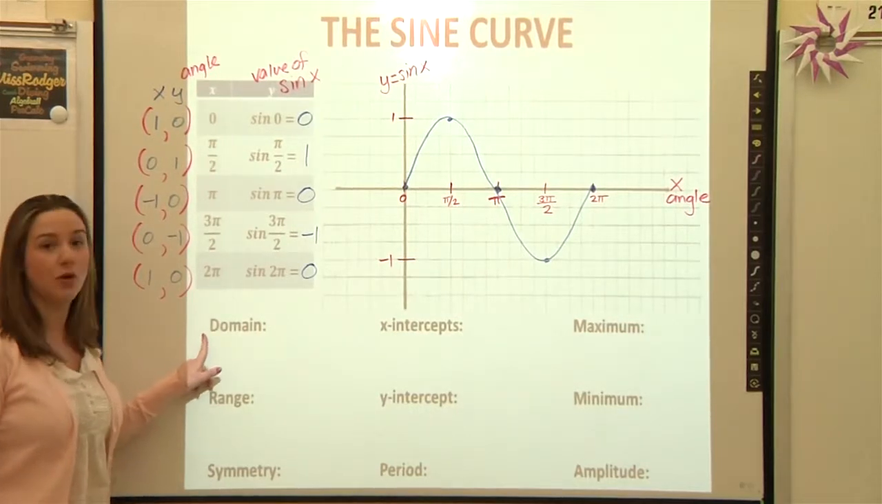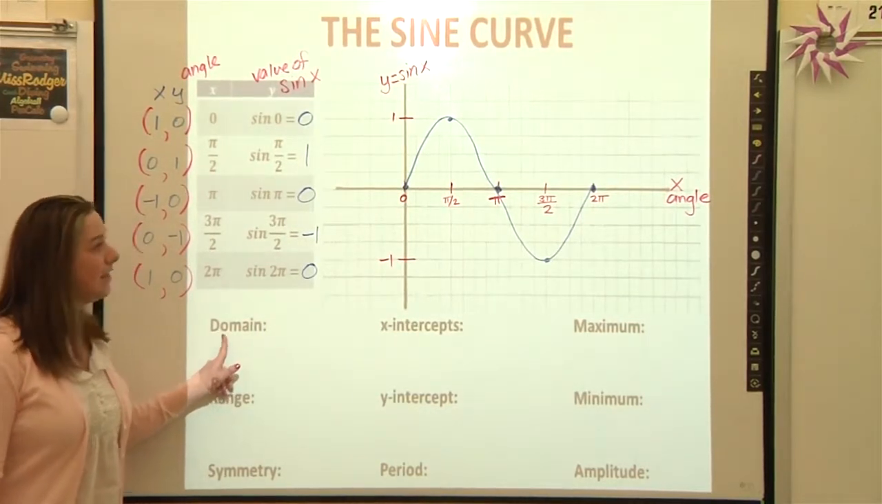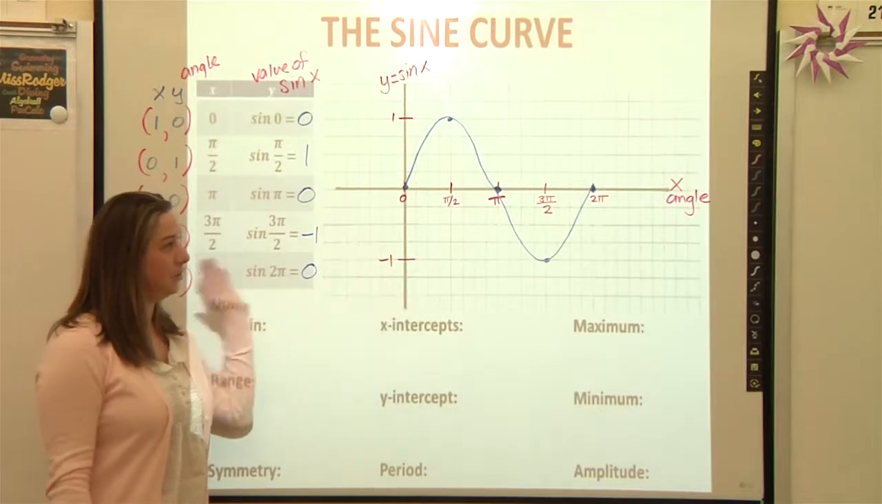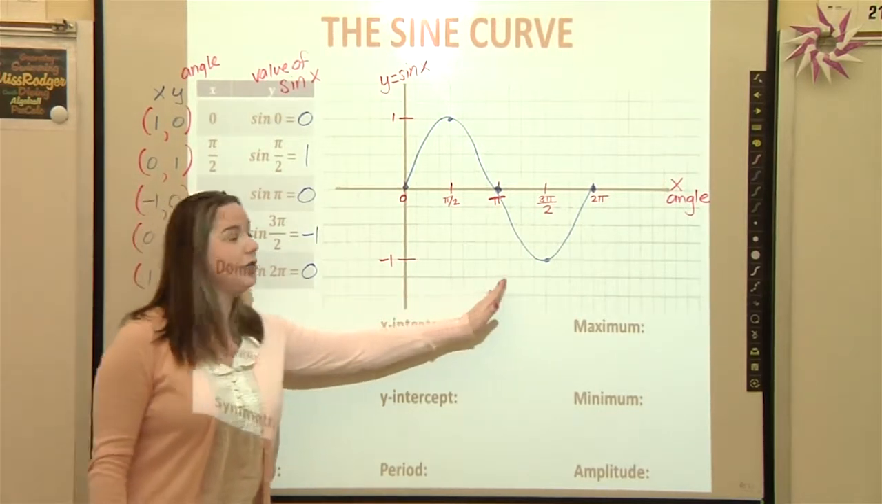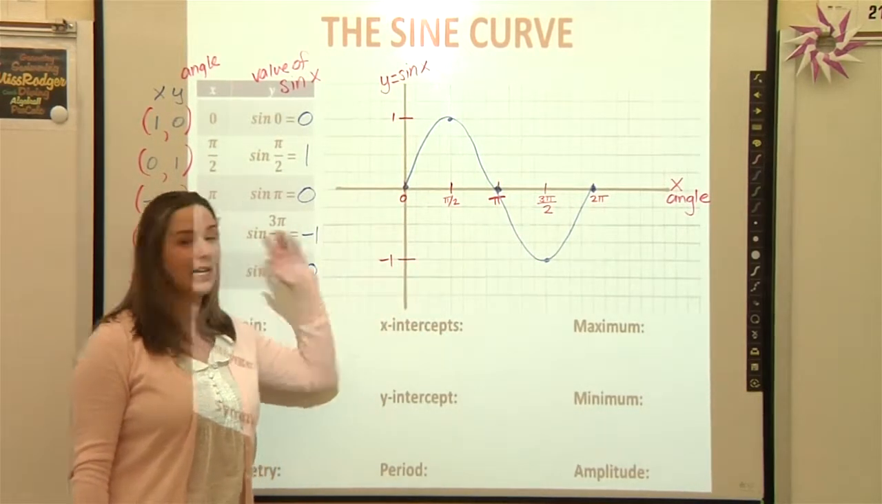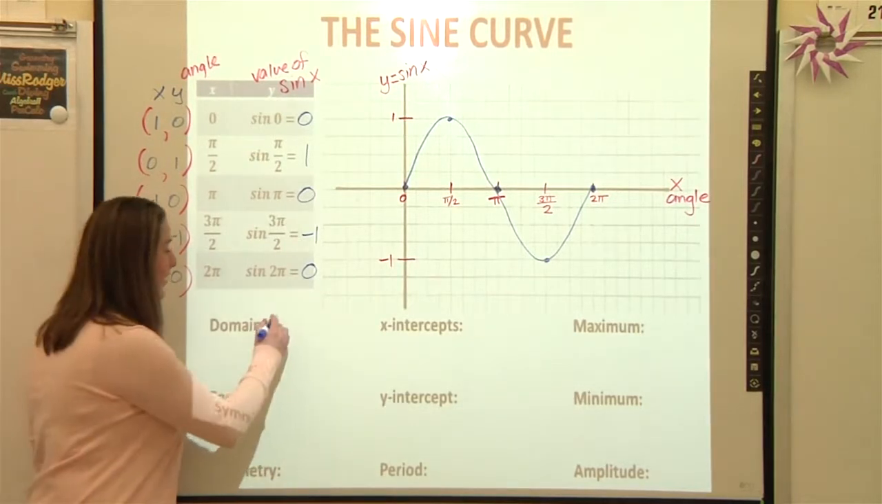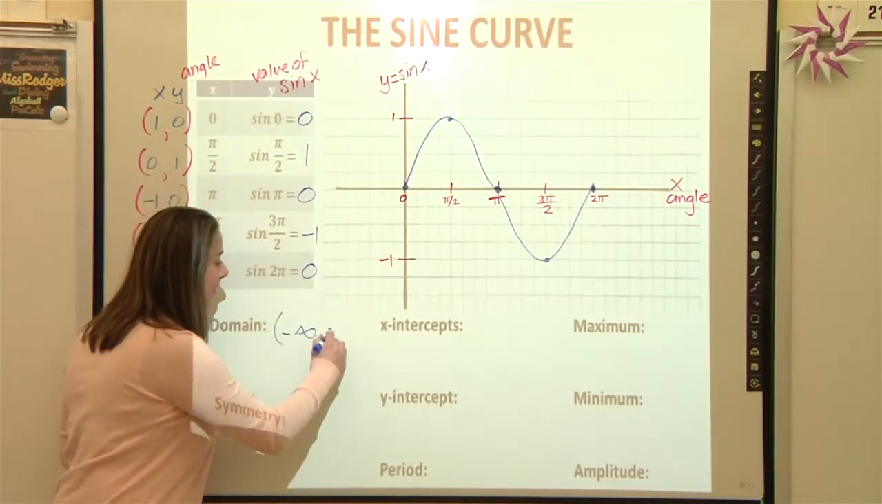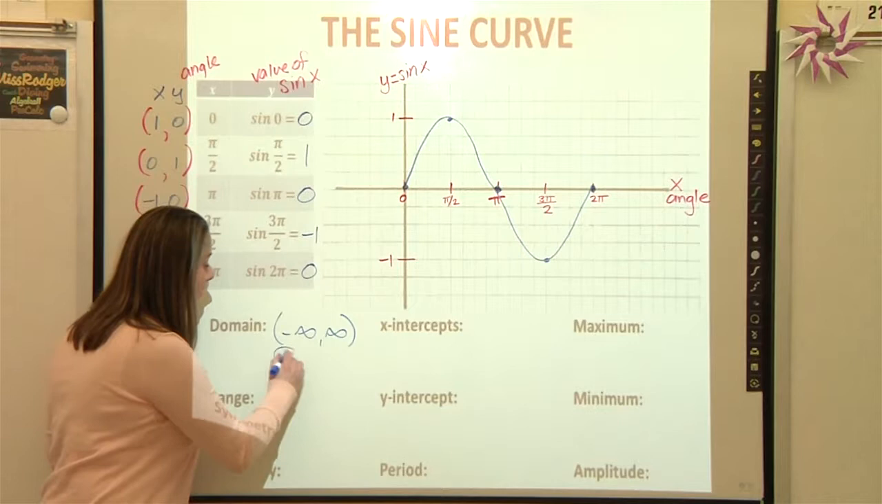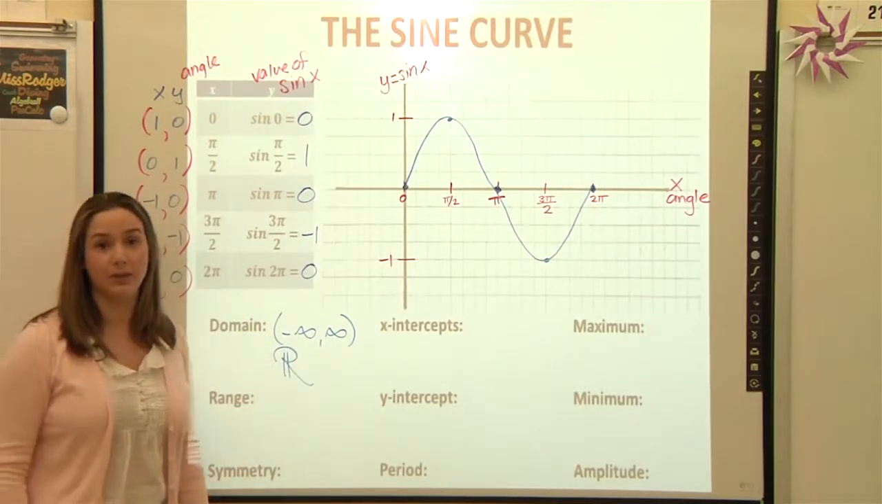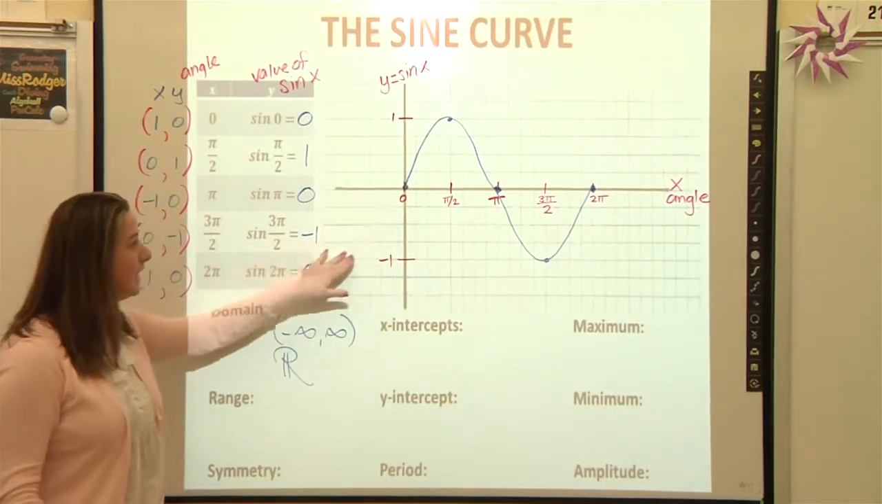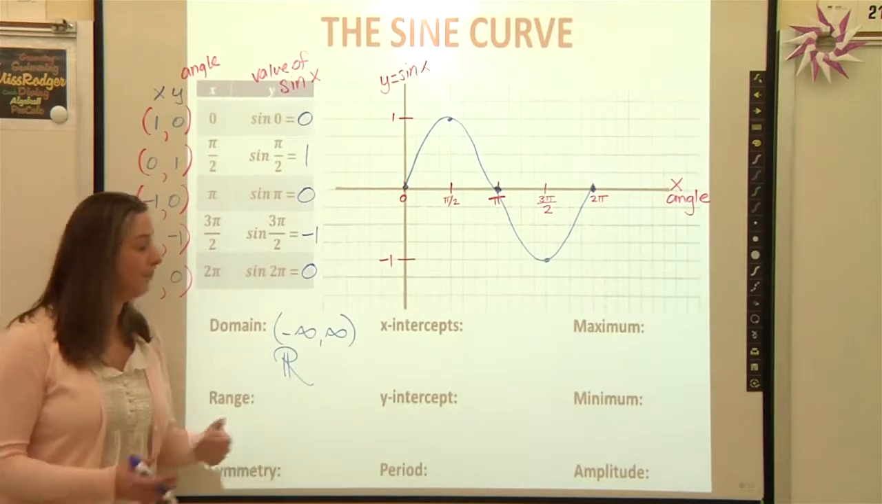We want to think about the domain. The domain thinks about the x values. I can continue this curve to infinity in both directions. So I can think about the domain as negative infinity to positive infinity, or all real numbers, because this can keep going and going.